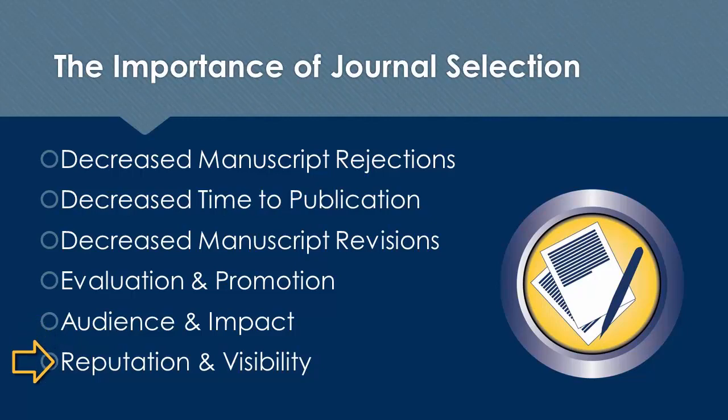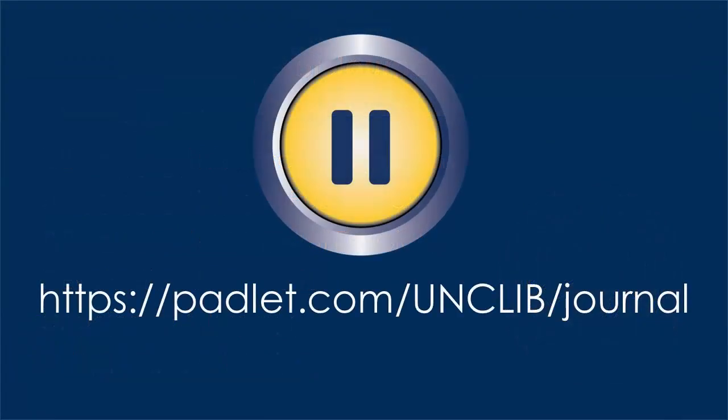visibility within your profession. Pause this video to take a few moments to consider what you look for in a journal when you are considering publication. Jot down some notes or go to the address on the screen to share your thoughts on what makes a good journal for potential authors.